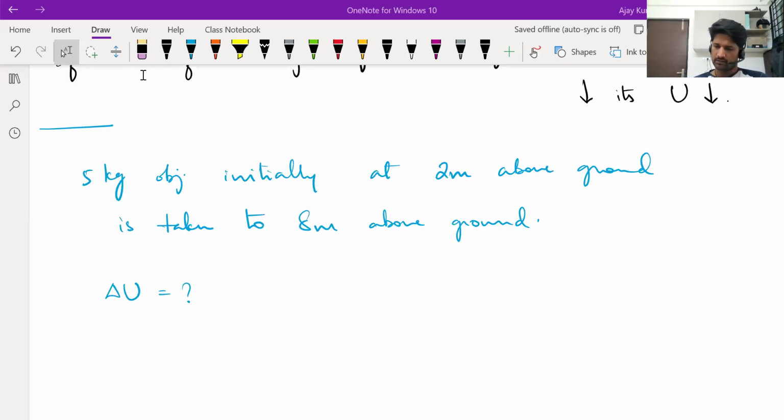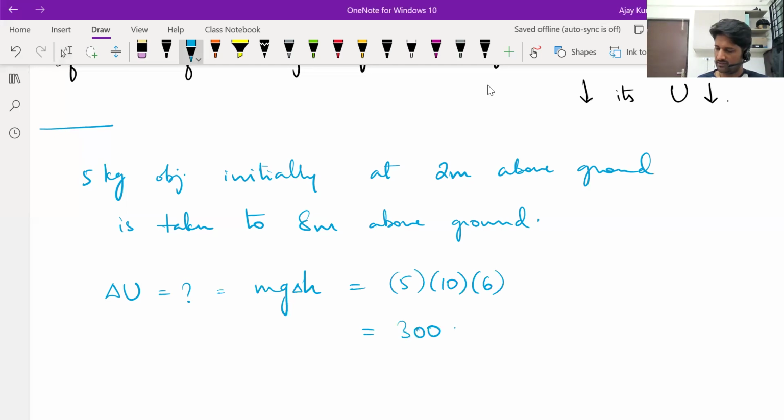I got one answer as 3000 and two answers as 300. A direct formula: mg into delta H. Mass is 5 kg, g is 10 as always. The change in height is 6. 5 times 10 times 6, 300 joules is the answer.